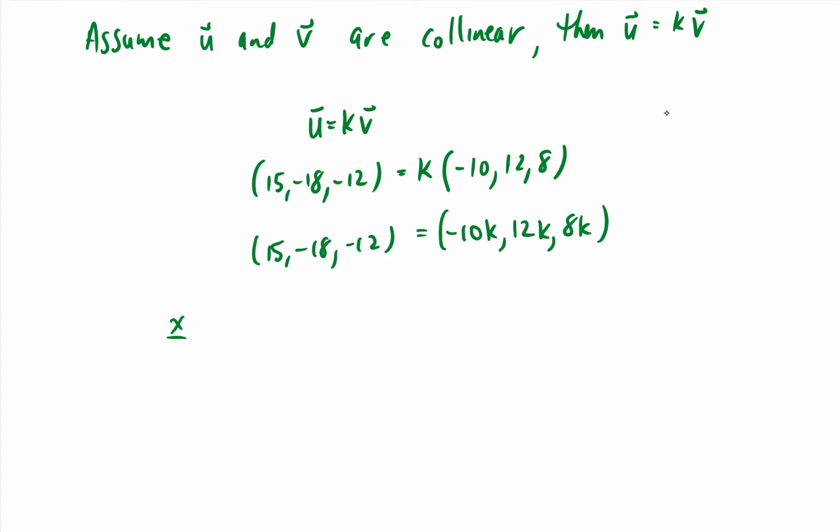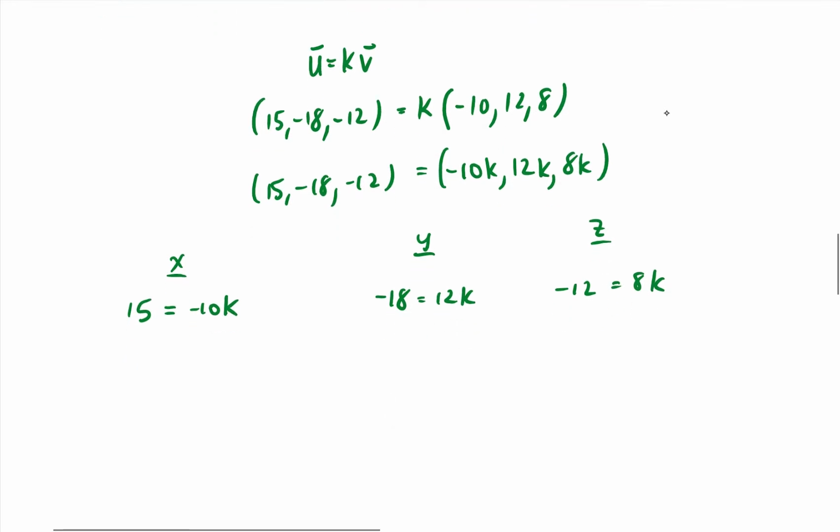Then all we're going to do is isolate for each of the components. So let's start with the x. We know that the x, 15, is equal to negative 10k. The y component, negative 18, is equal to 12k. And the z component, negative 12, is equal to 8k. And then we're just going to solve for k.